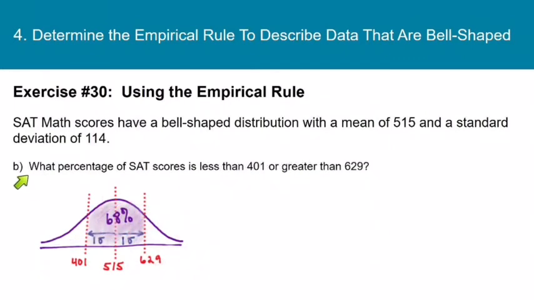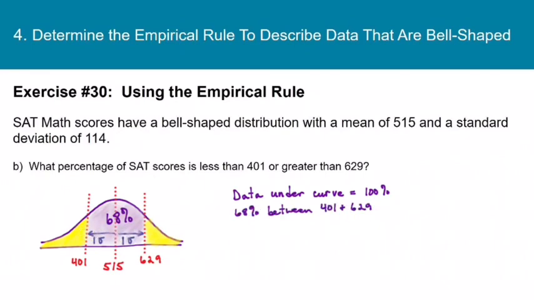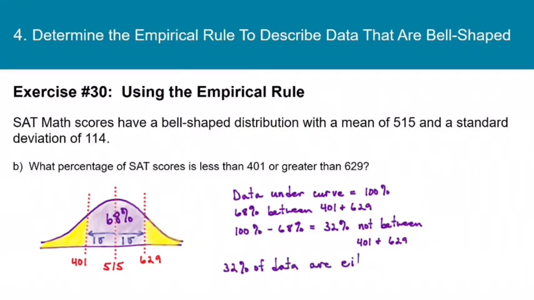And here's part B. It says what percentage of SAT scores is less than 401 or greater than 629? So we want to know what percentage of SAT scores is in these tail areas here. Now the area under the curve represents 100% of the data. And we know that 68% of the data are between 401 and 629. And now 100% minus 68% means that 32% of the data are not between 401 and 629. And therefore we can say 32% of the data are either less than 401 or greater than 629.